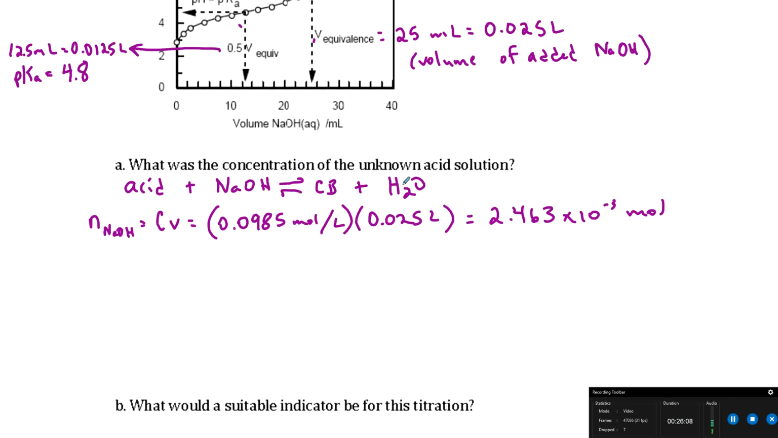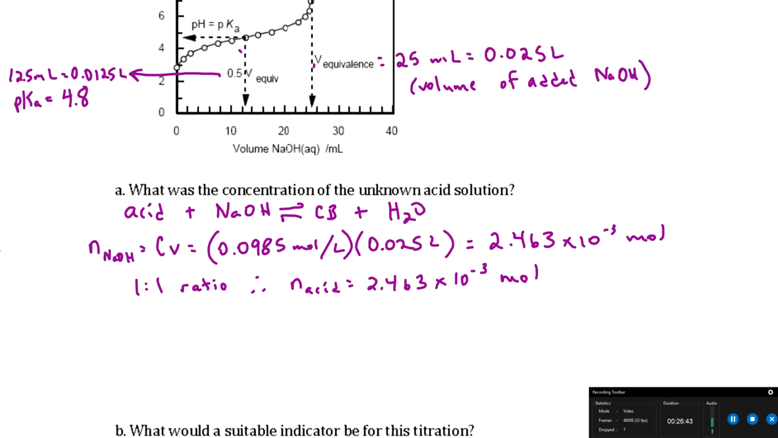Now, because it's a monoprotic acid, we don't even need to know what this is because it only has one hydrogen. This is all going to work out in a 1-to-1 ratio. Also, because this is 1-to-1, there's going to be no balancing required. So 1-to-1 ratio, therefore, moles of the acid are also equal to 2.463 times 10 to the negative 3 moles.